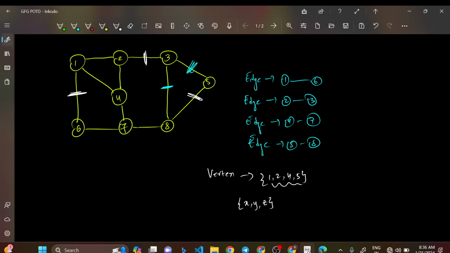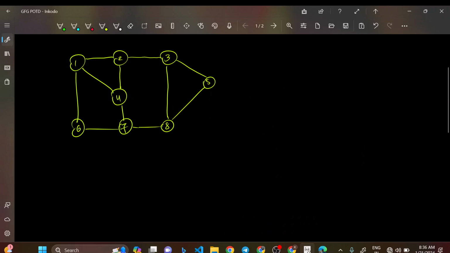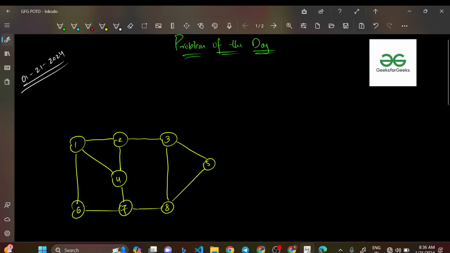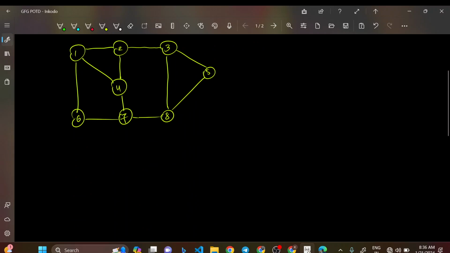So now I'll just erase this stuff. Now how do we frame the approach? So the ultimate goal for us is to find the minimum possible size of vertex cover. Okay, vertex cover, this is our ultimate goal.